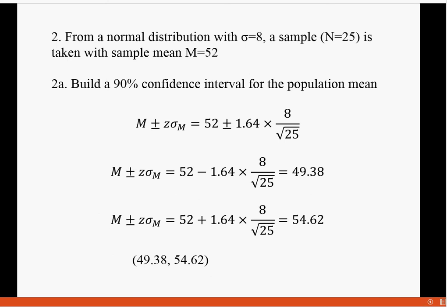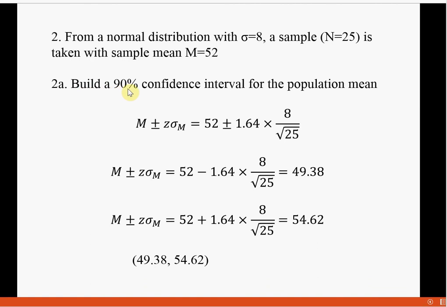Question number 2: from a normal distribution with a population standard deviation 8, a sample of size 25 is taken with the sample mean 52. Obviously, this is also a question where we have the population standard deviation 8. So this is another question where we should use the z-score.